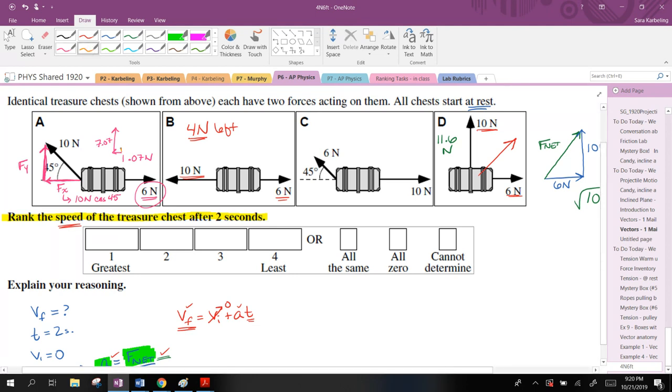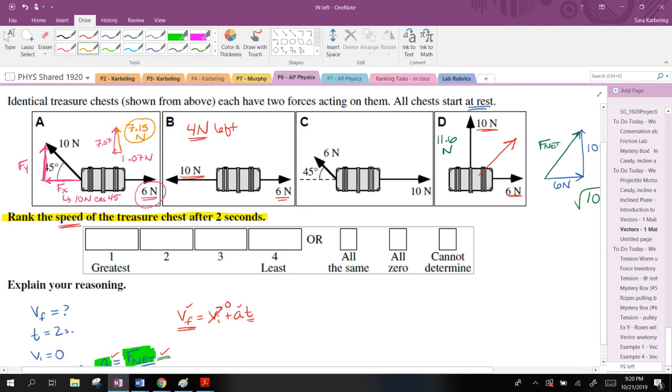I'm going to draw this a little bit more legitimate, kind of like this. And so the resultant force here, I'm going to add those two pieces together. So 1.07 squared plus 7.07 squared, square root that, oops. And I get 7.15 newtons for my net force there. All right, we're almost there, friends.